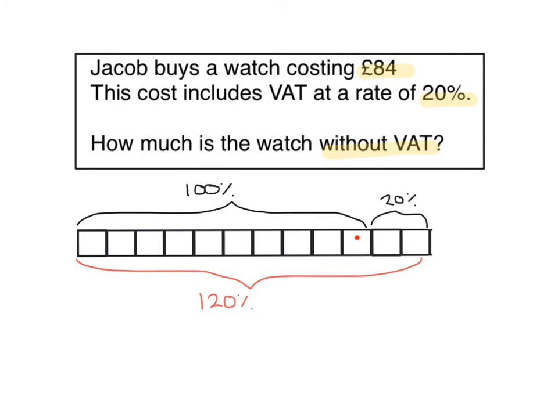Let's just go through that again. I've got the original 100%, so what the watch was before VAT, and then 20% is added on. The total amount, which we're told 120%, is 84. Okay, so why don't I figure out what one of these boxes is, so what 10% is. Remember, one of these boxes is 10%. So that means I need to be dividing by 1, 2, 3, 4, 5, 6, 7, 8, 9, 10, 11, 12. So I need to divide by 12.